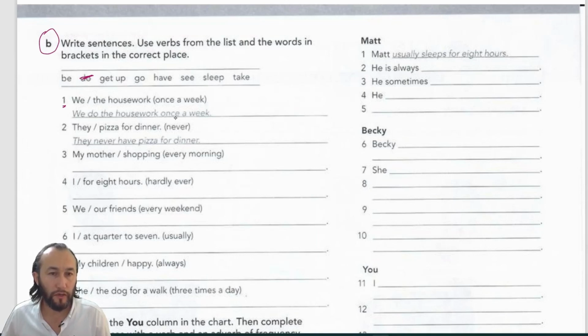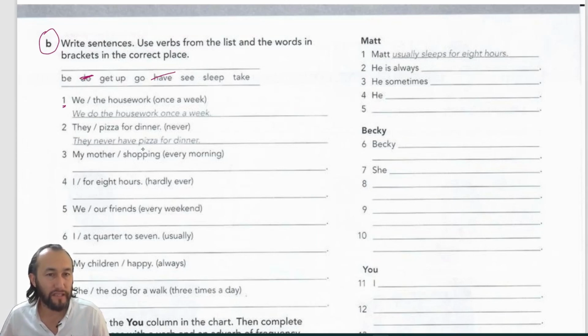Expression of frequency, once a week, should come at the end of the sentence. That's fine, guys. All good. Number 2. Now they're using have, they pizza for dinner. They never have. So never, an adverb of frequency, comes before have, before the verb. They never have pizza for dinner.